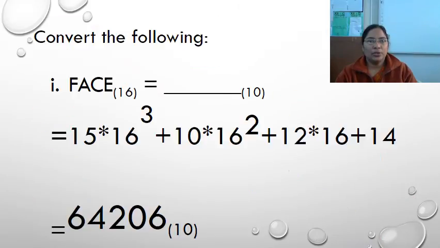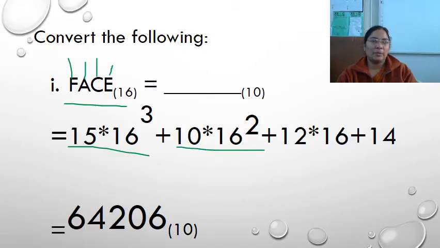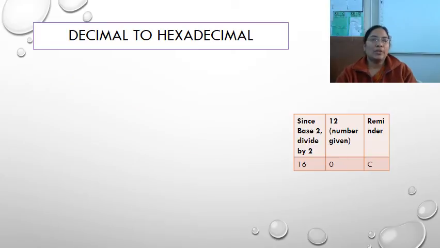Let's continue. See, convert FACE base 16. E means how much? 14. C means how much? 12. A means how much? 10. F is how much? 15. So substitute those values. 15 multiplied by 16 cube plus 10 multiplied by 16 square plus 12 multiplied by 16 plus 14. How much is it? 64,206.